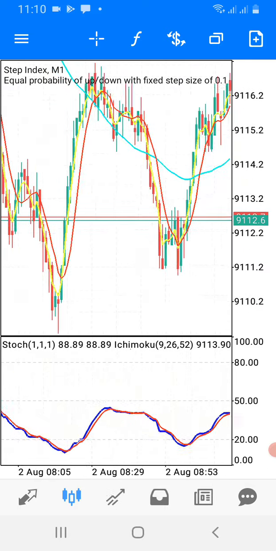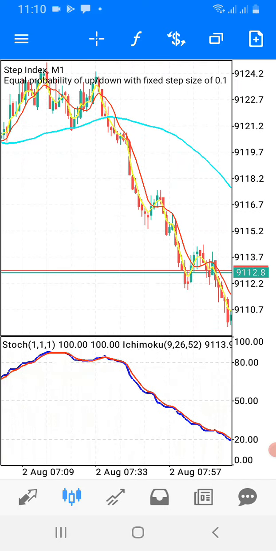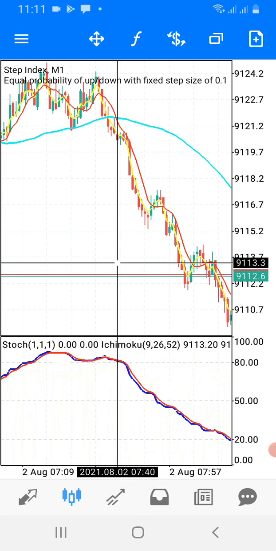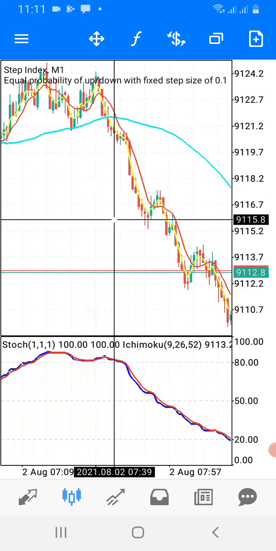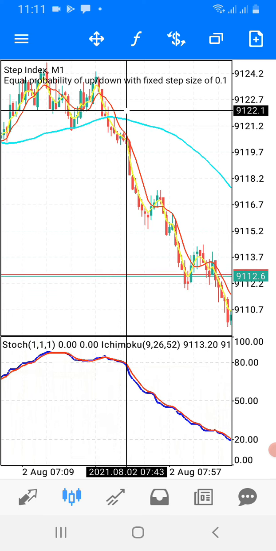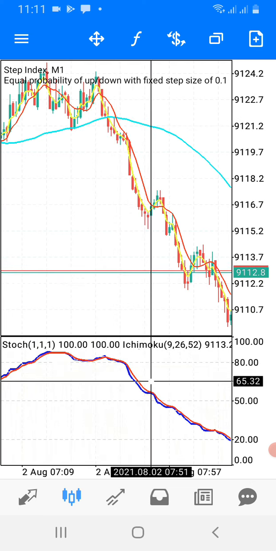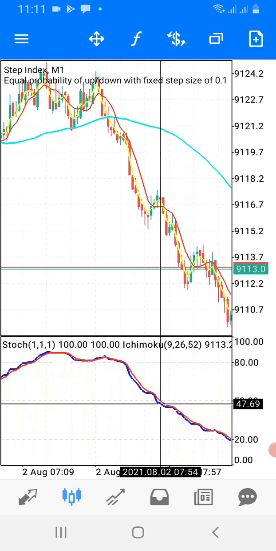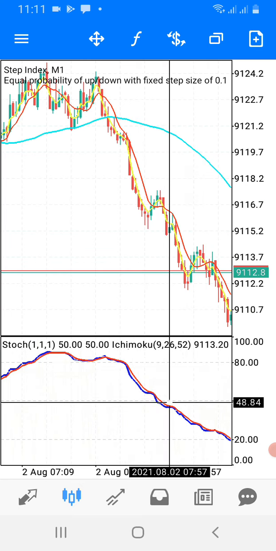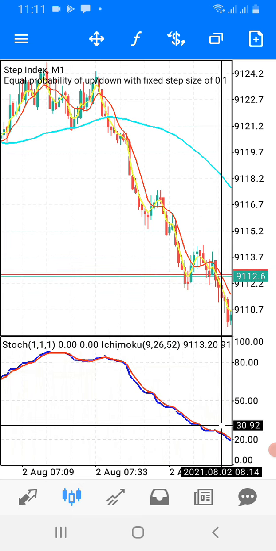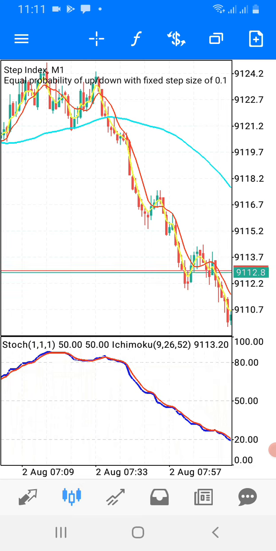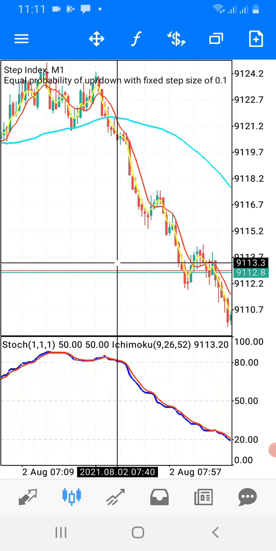Guys, let me show you another example. This is the step index strategy. This is a perfect example for this strategy, guys. It crossed above here at the overbought level. And look, it sold down to 50. It continued selling. You can see the three conditions were met here.